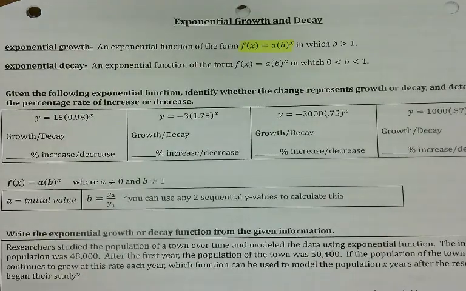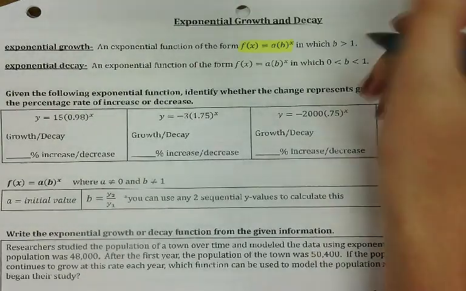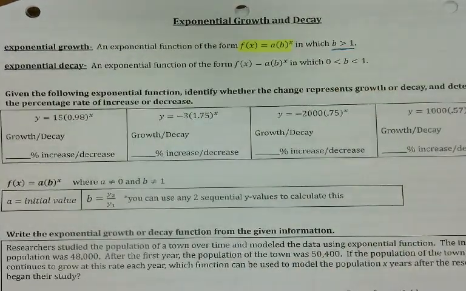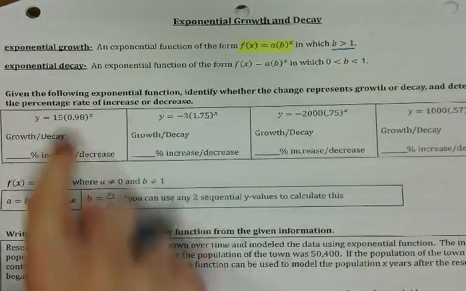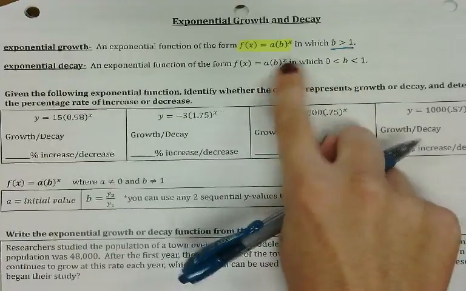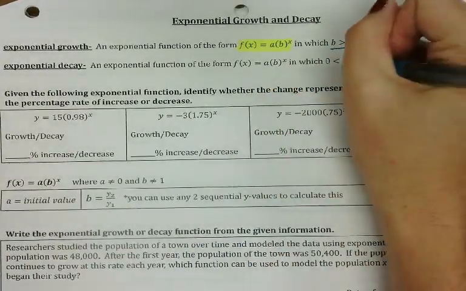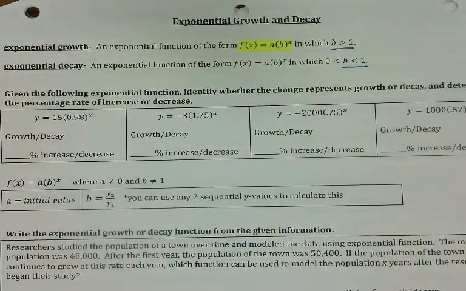But guys, growth happens when your b value is greater than 1, and decay happens when your b value is smaller than 1 and greater than 0. So growth is when your b value is greater than 1, and decay happens when your b value is less than 1.